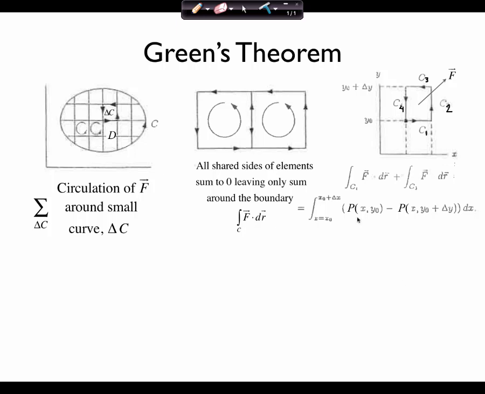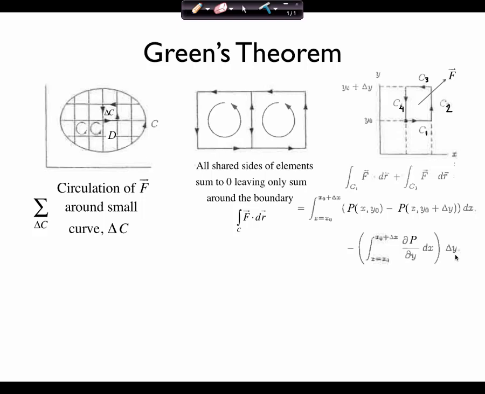It's how much P changes for a change in y. That's the partial of P with respect to y. So I can rewrite that this way. This is going from x naught to x naught plus delta x. We can integrate how much P changes with respect to y, dx delta y. And that would be the top and bottom parts of this circulation integral.